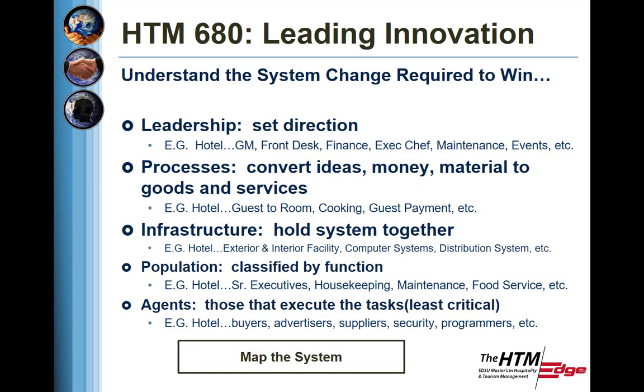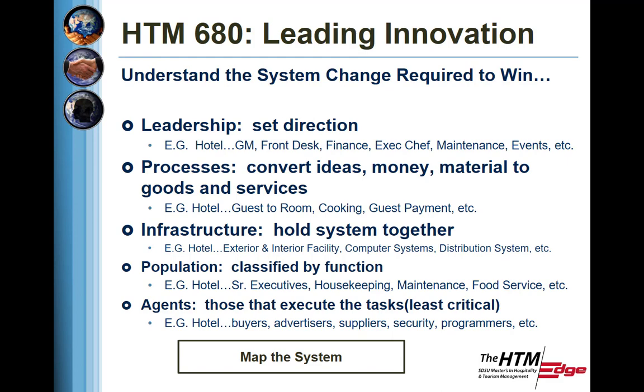Leadership sets the direction. For example, in a hotel, it'd be the GM, maybe the front desk manager, the finance manager, executive chef, etc. That hotel has processes that convert ideas, money, material to goods and services. A process could be taking the guest from when they arrive on the property to their room safely and simply. It could be a cooking process that turns ingredients into plated meals. It could be a guest payment process that turns their agreement to reserve the room into a paid room.